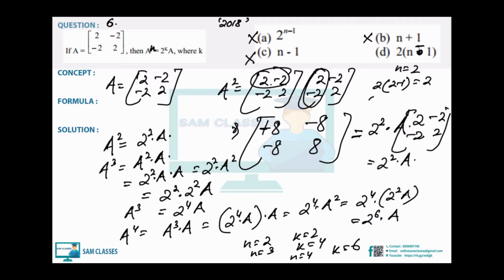When I put n equal to 3, what I'll get? 2 into 3 minus 1, that is basically equal to 4. When I put n equal to 4, what I'll get? 2 into 4 minus 1, sorry, this one will basically be equal to 6. So my option will be D, 2 bracket n minus 1. Let's see the next question.